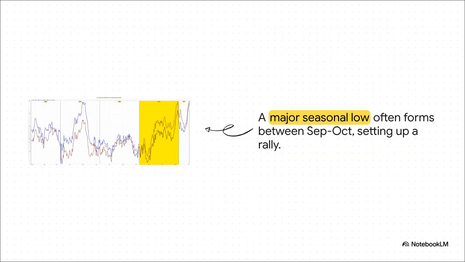But it's not all doom and gloom. Let's look at the other side of the coin. After things get a bit messy in the late summer, have a look at what happens between September and October. See that? The chart shows a really strong tendency for the Kiwi to bottom out, to form a major seasonal low. And what does that set up? A big, powerful rally right into the end of the year. Beautiful.